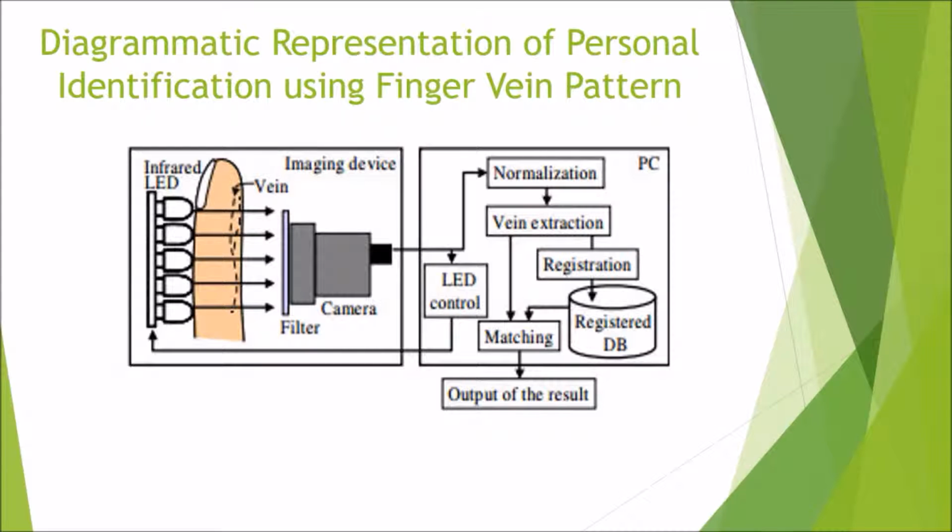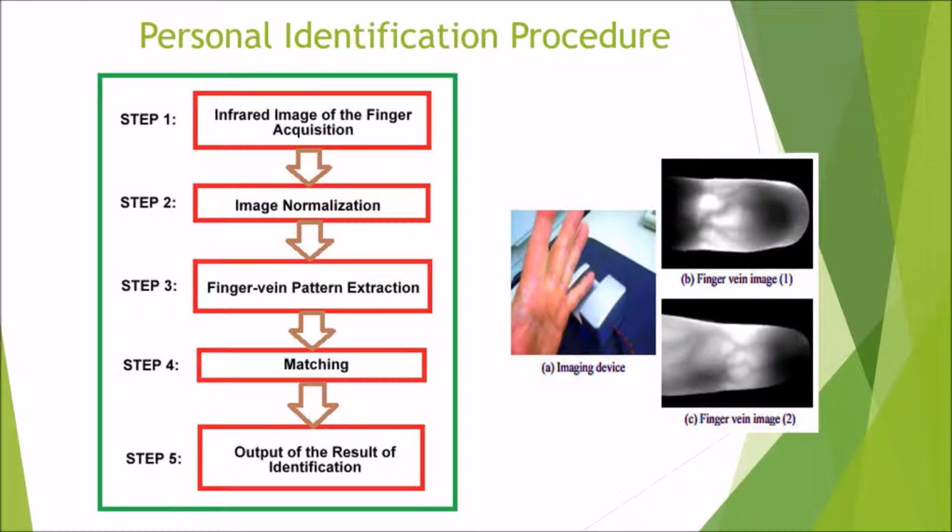Coming to the diagrammatic representation of personal identification of finger vein pattern. The figure on the slide shows the principle of personal identification using finger vein patterns. The detailed steps are described on the next slide. The procedure for personal identification by using patterns of veins in a finger is shown in the figure on the left. It is divided into 5 steps as can be seen.